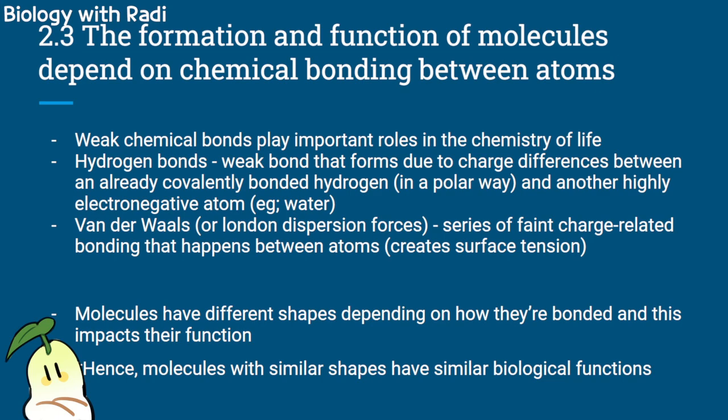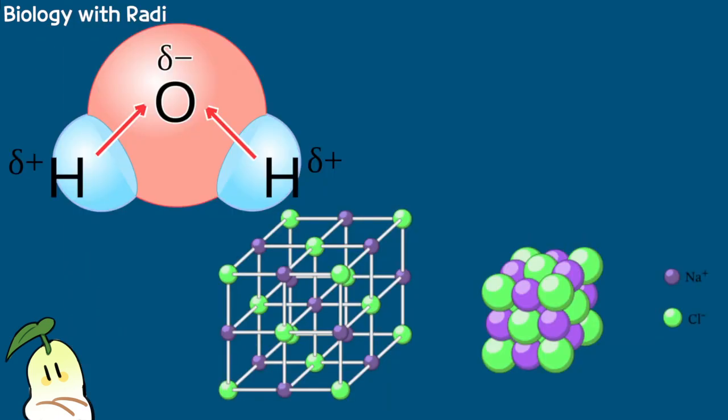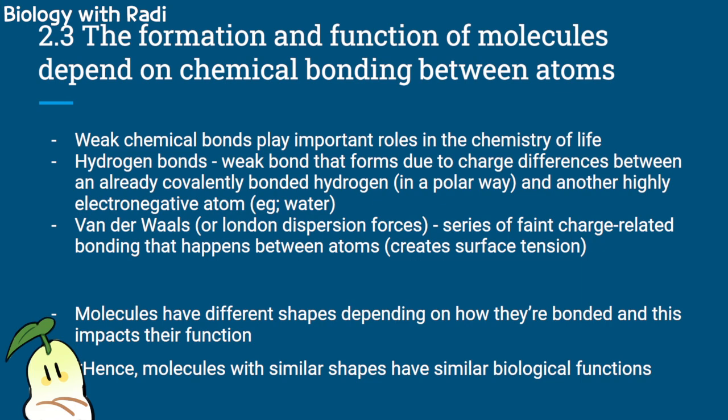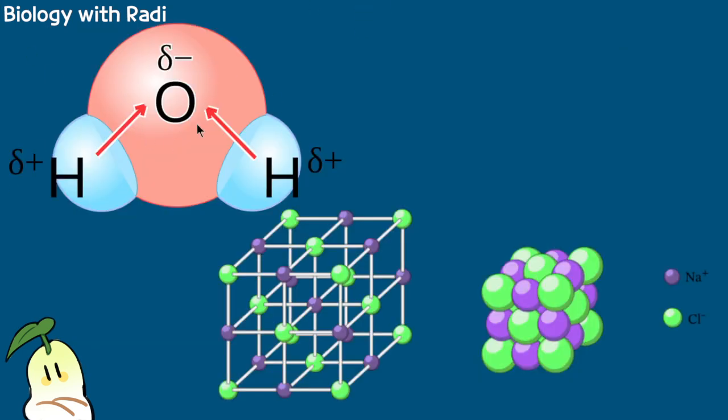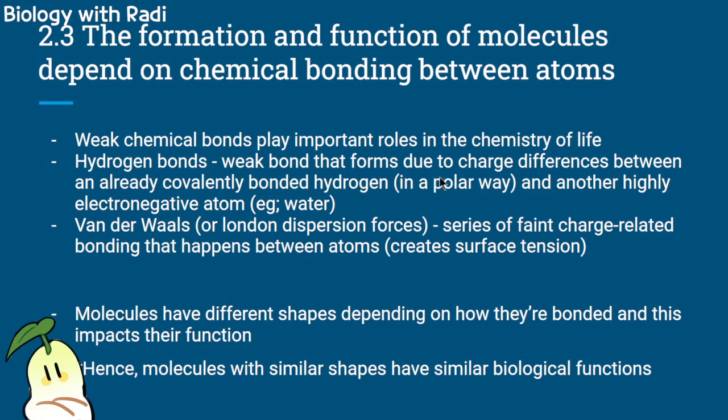2.3, continuing on. Weak chemical bonds play important roles in the chemistry of life. This is the third bond we're going to discuss, and it's called a hydrogen bond. Hydrogen bonds are weak bonds that form due to temporary charge differences, relating to the partial delta minus and delta plus charges. It's a weak bond that forms due to charge differences between an already covalently bonded hydrogen in a polar bond and another highly electronegative atom, for example, in water.